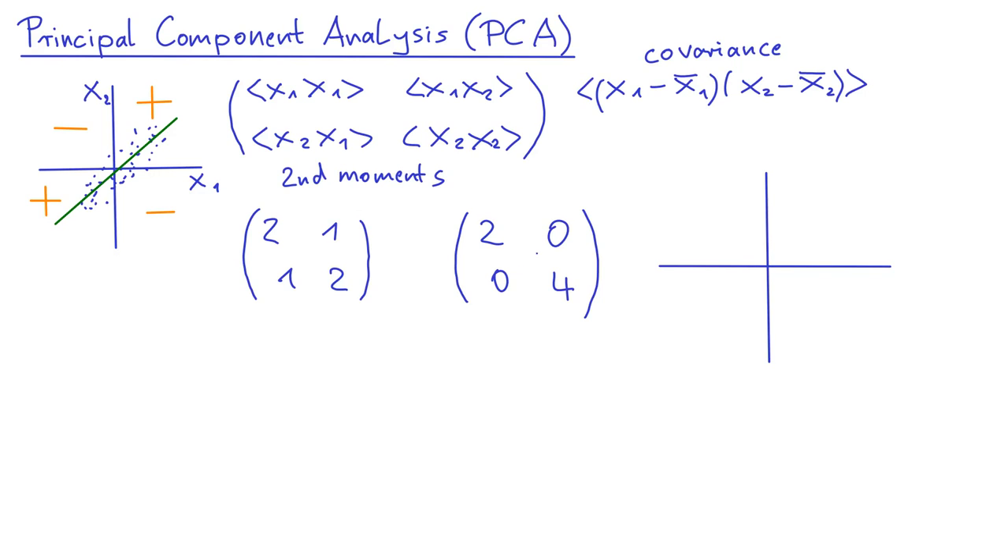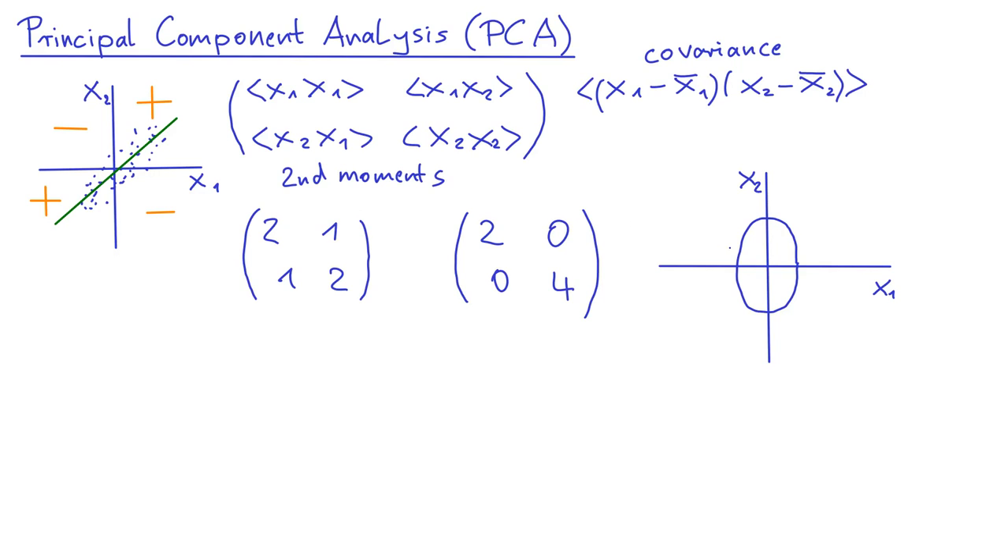And we see from the zeros here that the data is not correlated. So the distribution would look something like this. Right, so this is again x1, x2.